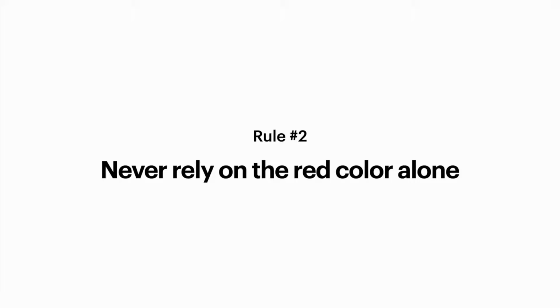Rule number 2: Never rely on the red color alone to convey meaning. When we think about error messages, the red color is the first thing that comes to mind. Color works on an instinctual level. So adding red color to error messages, yellow to warning messages, and green to success messages is incredibly powerful, but using color alone will make user interfaces less accessible for different groups of users.